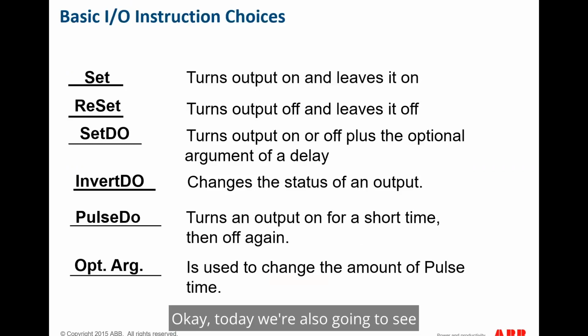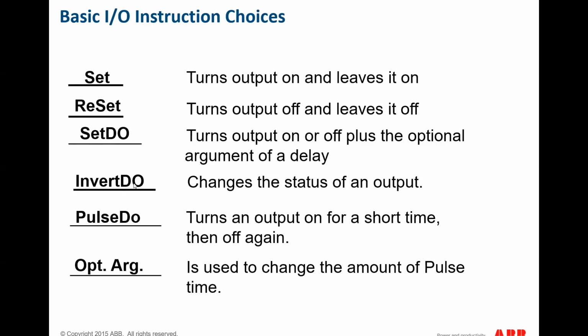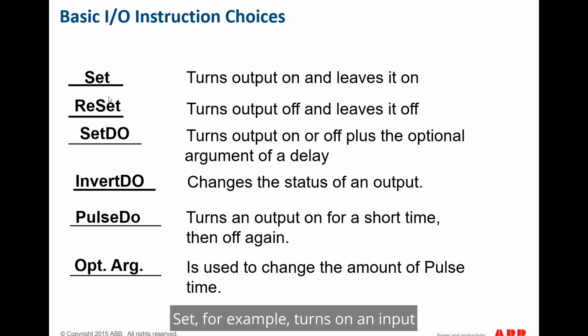Okay, today we are also going to see about some output instructions like set and reset. What do we mean by set, do, pulse do, invert do, and all these things? Set, for example, turns on an output and then just leaves it on. One of the most common applications of set and reset will be for your gripper.